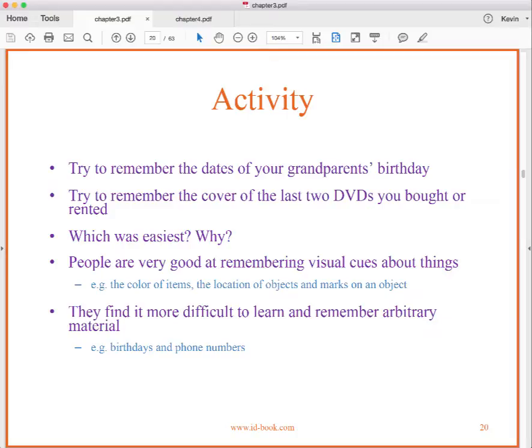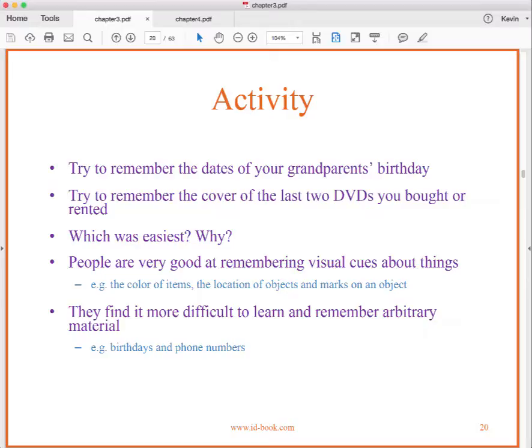And the activity that we were asked to do in the chapter included things like try to remember the dates of your grandparents' birthday and try to remember the cover of your last two DVDs that you bought or rented, and which was easier. And for me, it was the DVDs. And I think it was easier.